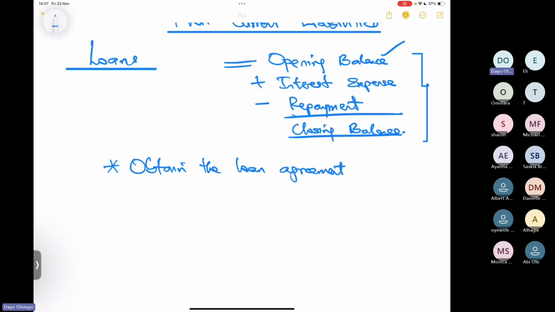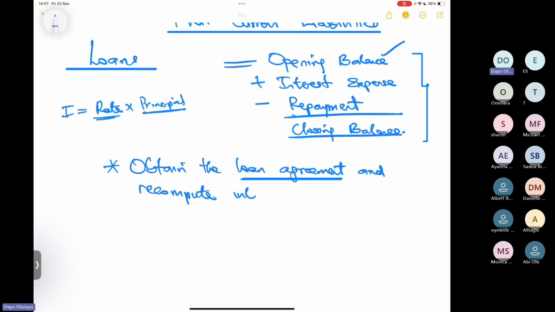Because in the loan agreement, interest expense is calculated as rate times principal. So you need to know the rate, and in this agreement you will find the rate. Even the principal is in this agreement, you will find it. So you have to obtain the tenor as well. Everything is in the agreement. So obtain the loan agreement and recompute. That's what you always have to do for expense. Recompute interest expense.